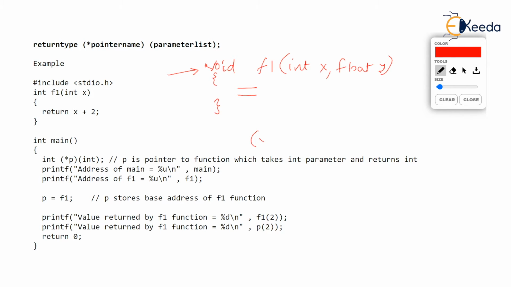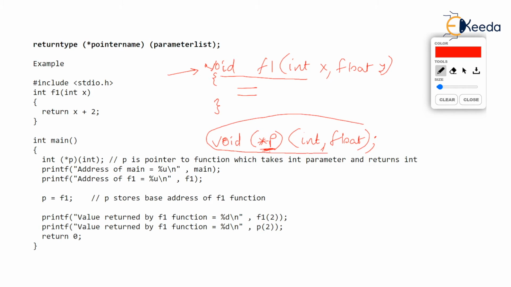So P is the pointer. This pointer is a pointer to such a function which takes one int parameter and one float parameter, separate them with a comma. And this pointer is a pointer to such a function which returns nothing. Check the return type of the function and then put a semicolon. So this is a pointer to a function which takes int and float as parameters and which returns nothing.